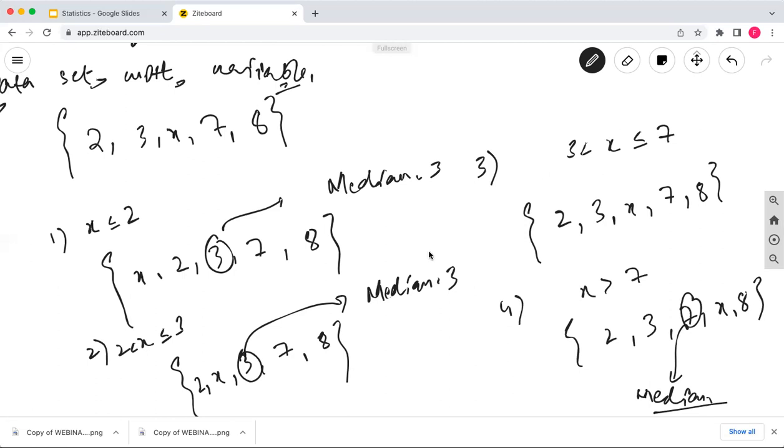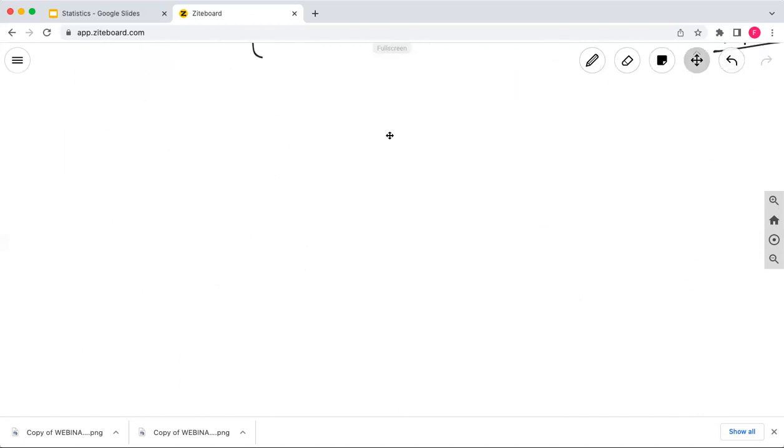Okay, so one last thing relevant to the median, and then we'll move to the range part.